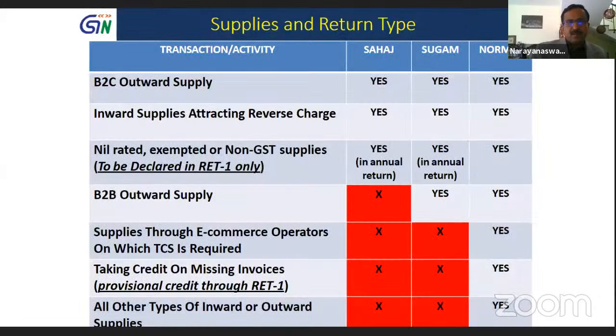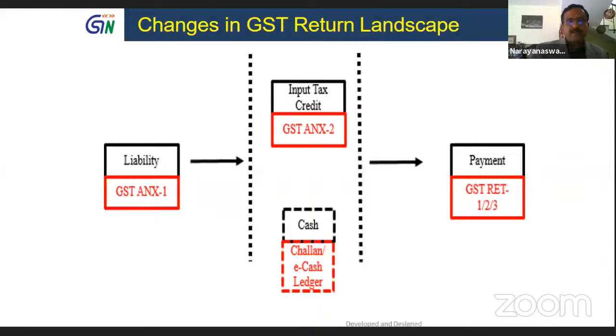And these are certain things where it has to be applied. This is how the new return is going to work. GST Annexure 1 is where they will declare their liability. Then for what input tax credit is eligible, there will be an annexure.